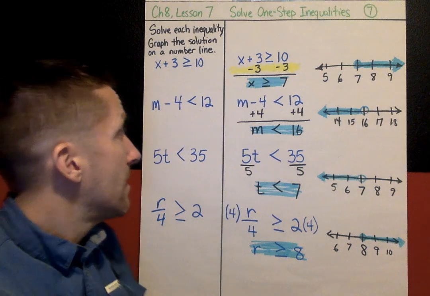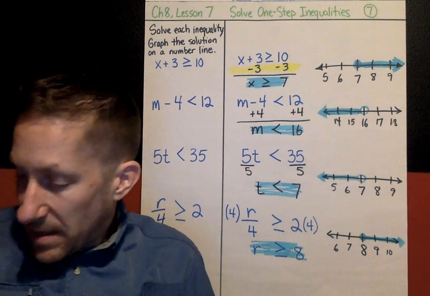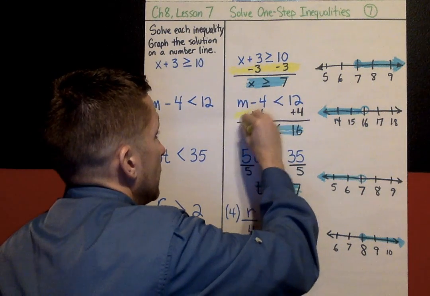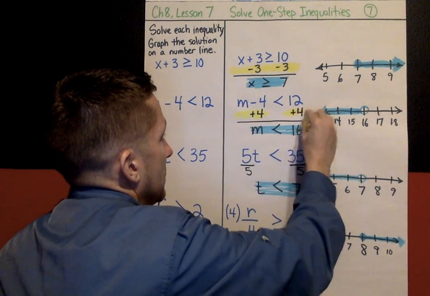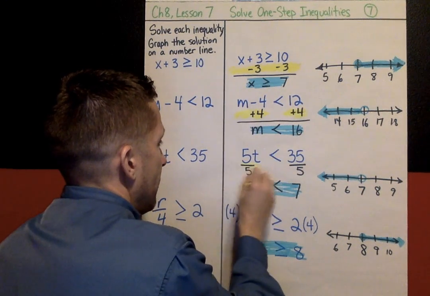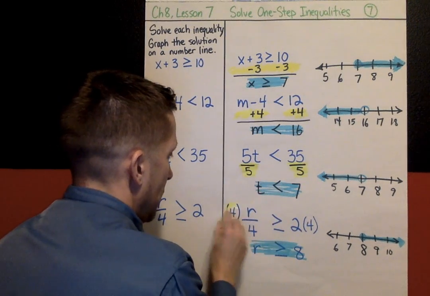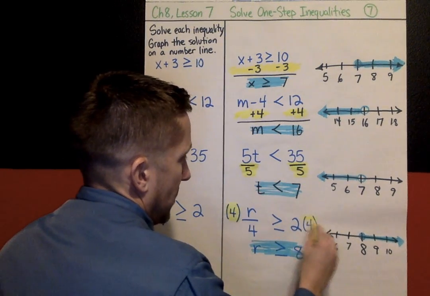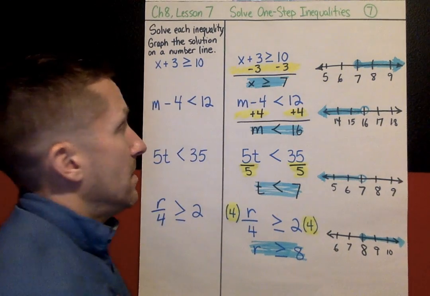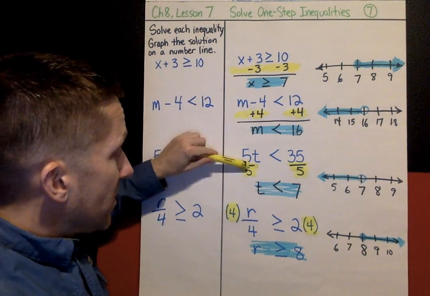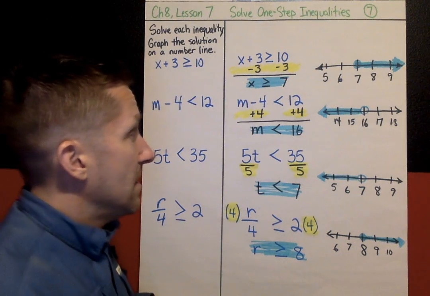So the other thing I'll go back and highlight is this, that you've got to show the same thing to both sides. Divide by 5, divide by 5, multiply by 4, multiply by 4. So when you're solving your inequality, make sure you're showing what you're doing to both sides of the inequality.